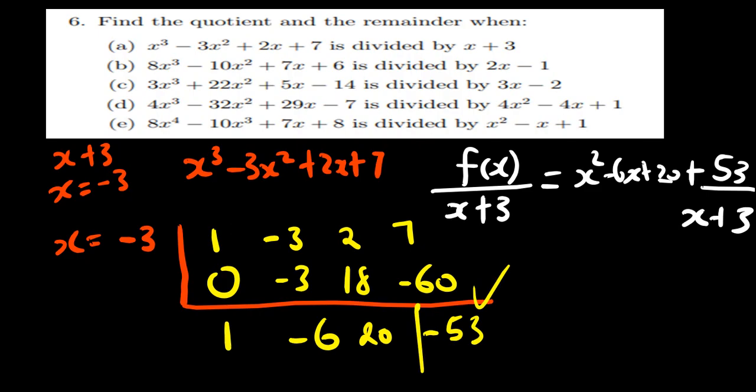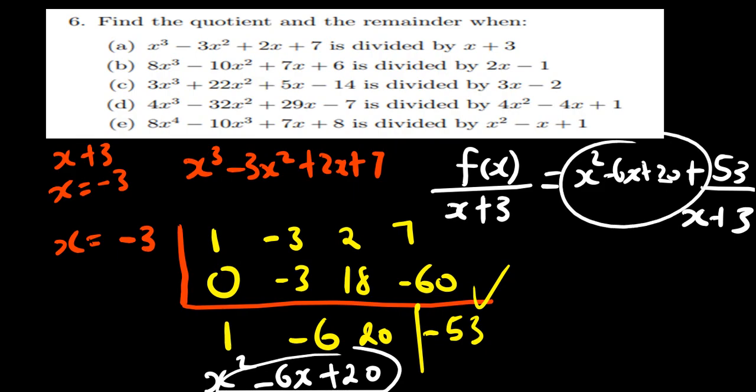Then when you're writing your answer, the powers of x have decreased by 1. So this was x to the power 3. Now because you've used synthetic division, the powers will drop by 1. So you're going to have x squared minus 6x plus 20, which is the same as our quotient. So that's how you solve using synthetic division.